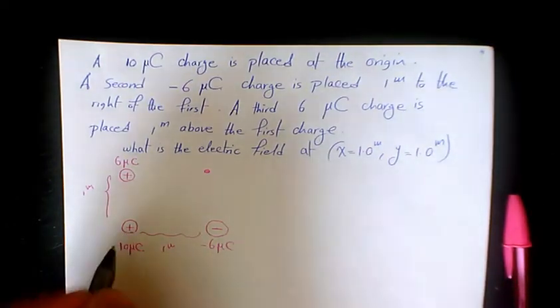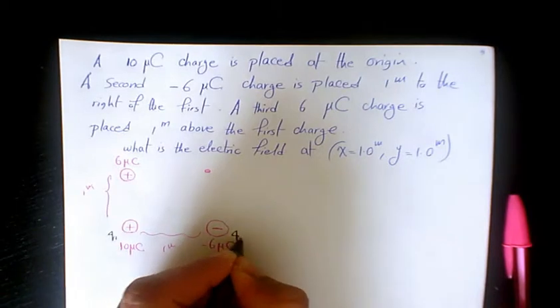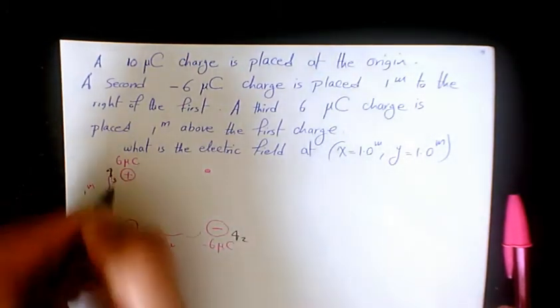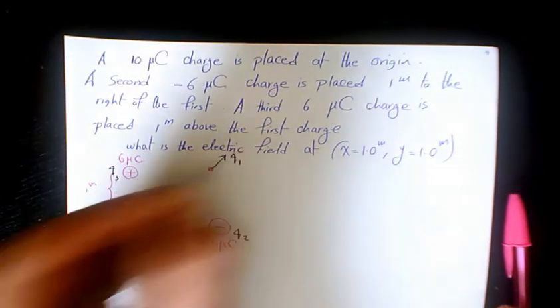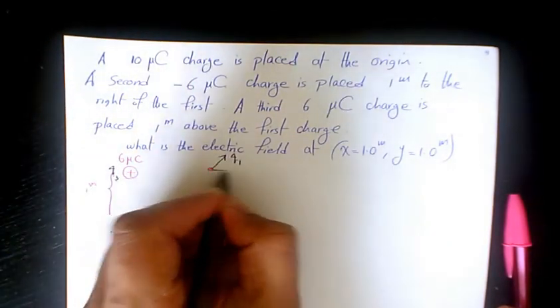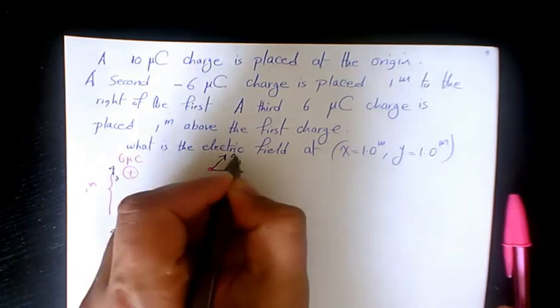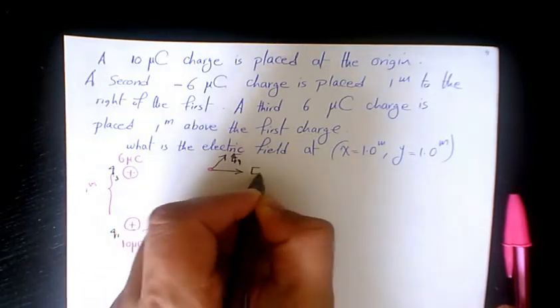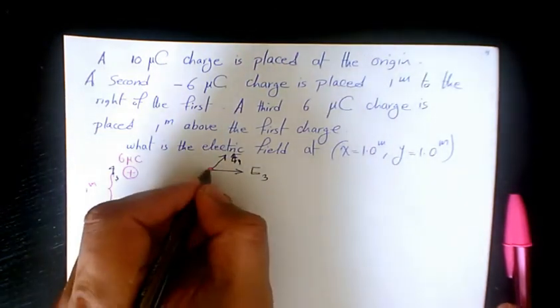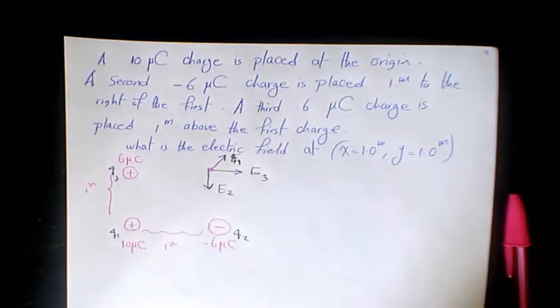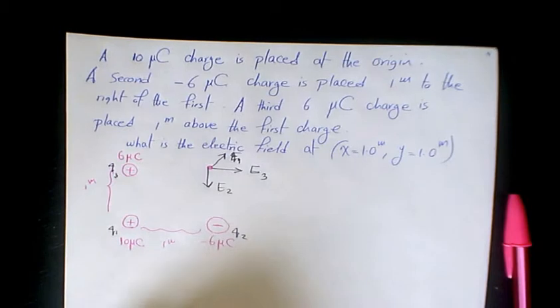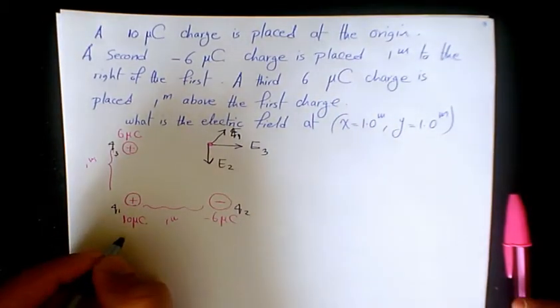So we have Q1, Q2, Q3. E1 is going to be this way. Actually, E1, E3 is going to be this way, and E2 is going to be toward the negative, this way. So let's find each of them first.